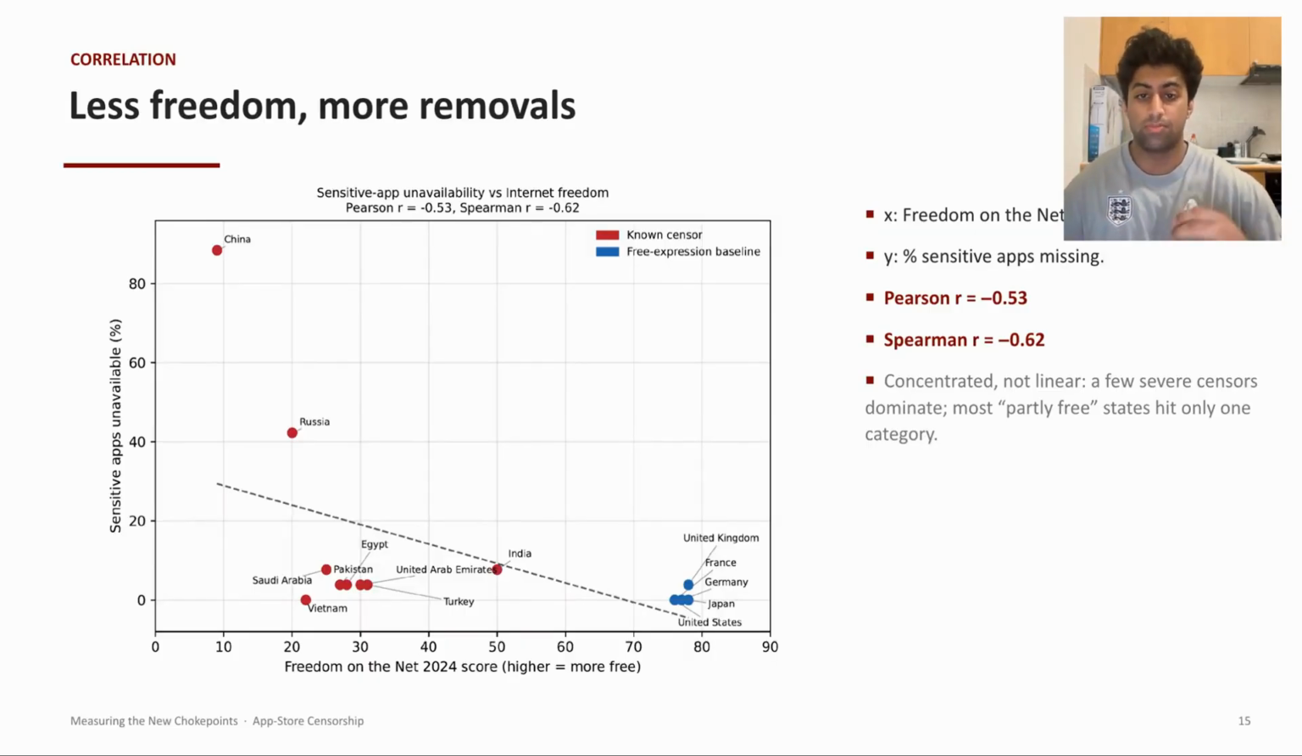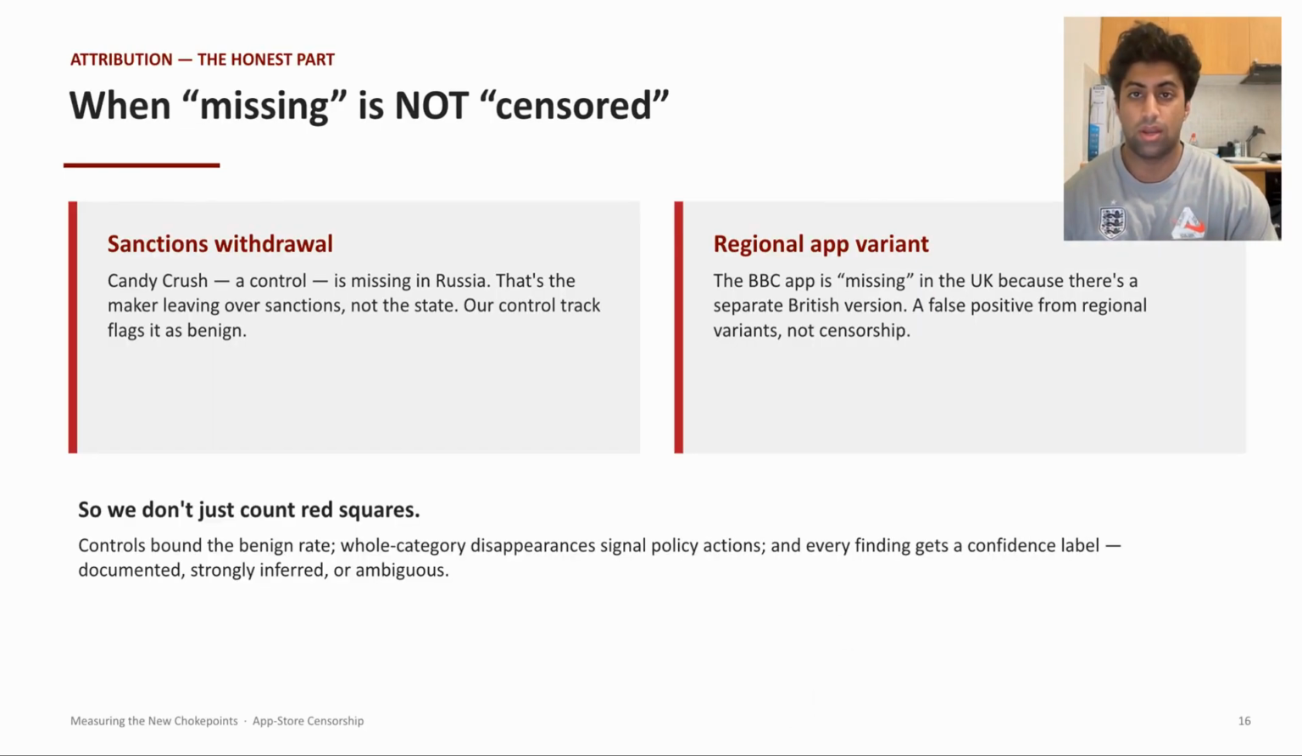And here's the part we're most proud of, the honest part. So a missing app does not necessarily mean that it's government censorship, and our own data proves it. So Candy Crush, which is one of our neutral controls, as mentioned earlier, is missing in Russia. And that's not because of the Kremlin, it's because the game's maker pulled out of Russia over sanctions.